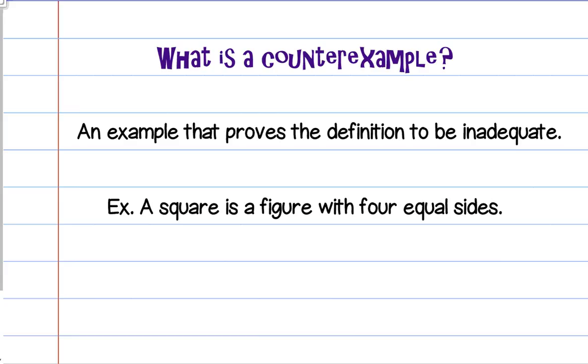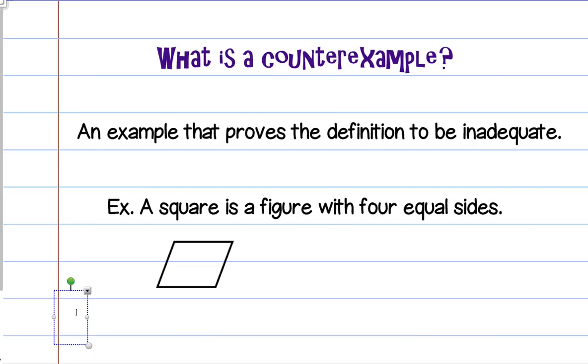A counterexample is an example that proves the definition to be inadequate, all right? So for example, I have a definition down here that says a square is a figure with 4 equal sides, okay? Yes, that's true. A square does have 4 equal sides. However, so does this shape, and that is clearly not a square, okay? So in order to determine if this is a better or a good enough definition, we would in this case say no, because we were able to find a counterexample. In this case, it would be this figure down here.